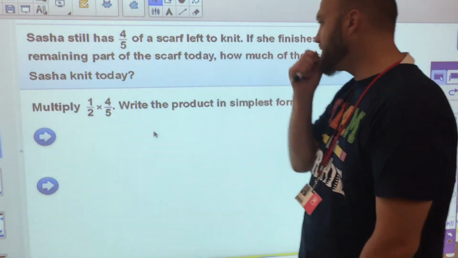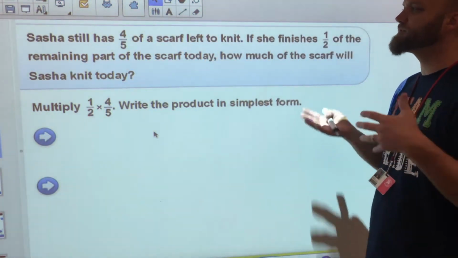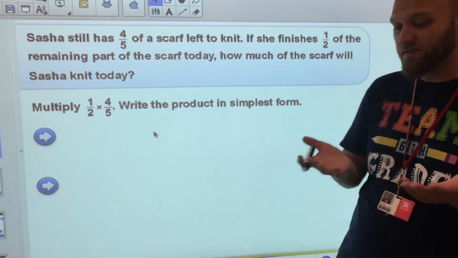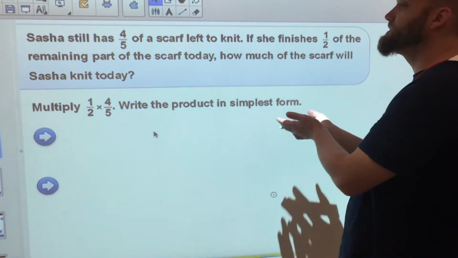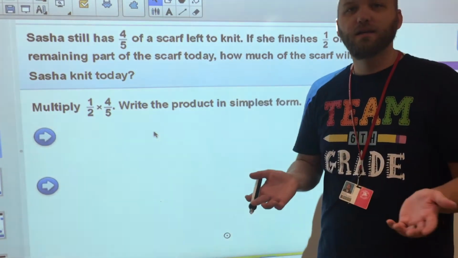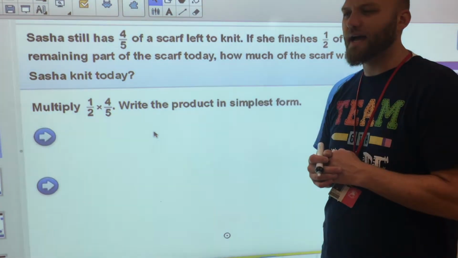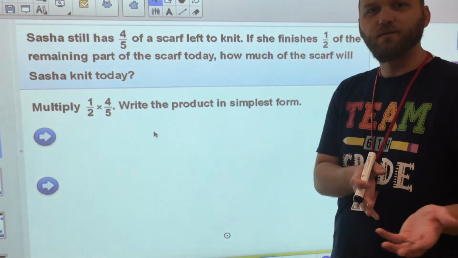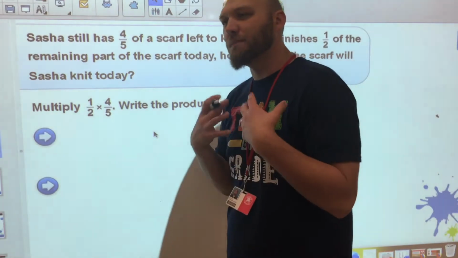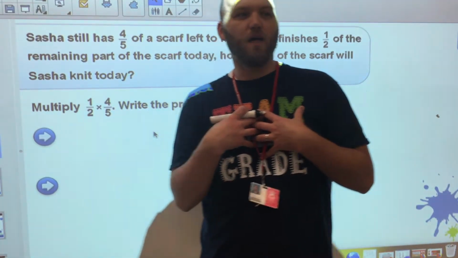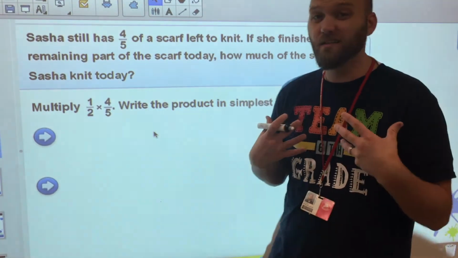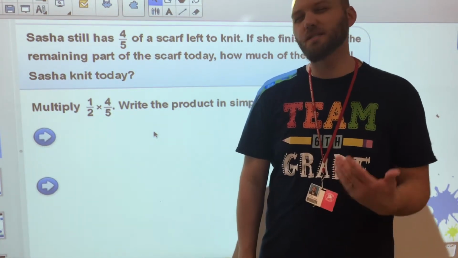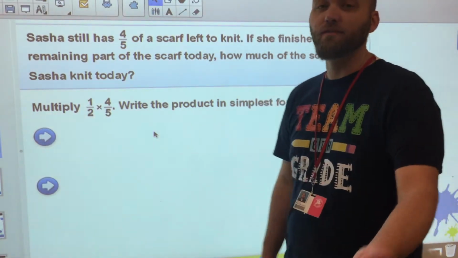What does this look like in your book? Well, Sasha still has 4/5 of a scarf left to knit. If she finishes half of the remaining part of the scarf today, how much of the scarf will Sasha knit today? Well, you never really think about this, but if I have a portion of something and then I have another portion of it, right? There's half a cake left, and Mr. W goes and eats 1/3 of the cake that's there. Well, I ate 1/6 of an entire cake. Oh, so that does have some application in the real world, if you like cake, like me.